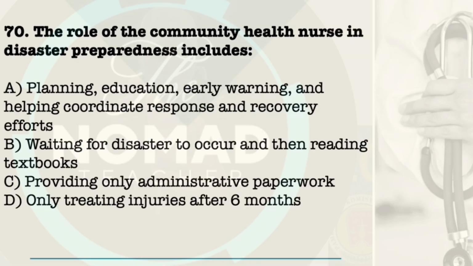70. The role of the community health nurse in disaster preparedness includes: A. Planning, education, early warning, and helping coordinate response and recovery efforts. B. Waiting for disaster to occur and then reading textbooks. C. Providing only administrative paperwork. D. Only treating injuries after 6 months.